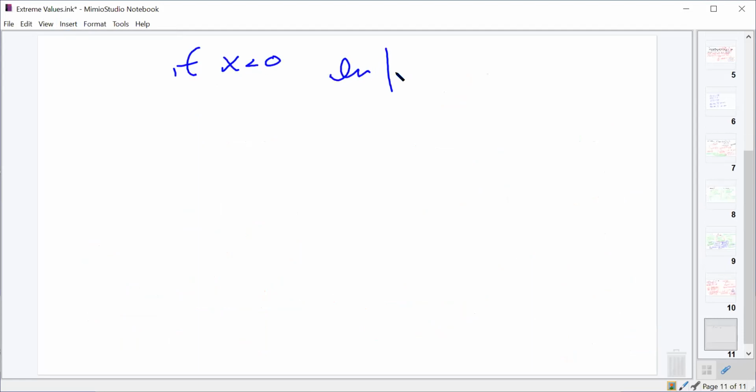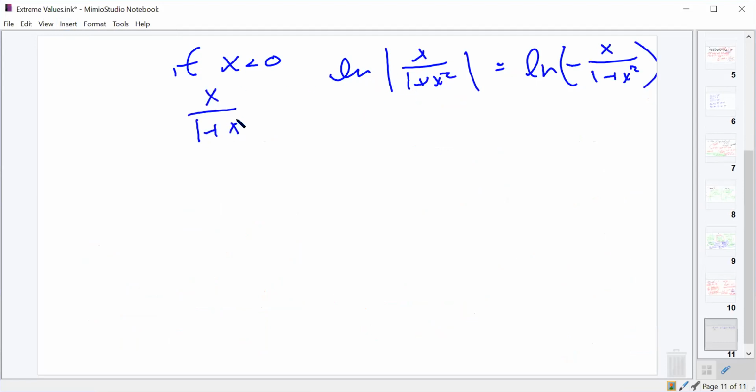Then the natural log of the absolute value of x over 1 plus x squared becomes what? The natural log of the opposite of x over 1 plus x squared? True, because x over 1 plus x squared is negative? Okay, good. So now we just want to find the derivative of natural log of negative x over 1 plus x squared. Well, it's going to look very similar, right?